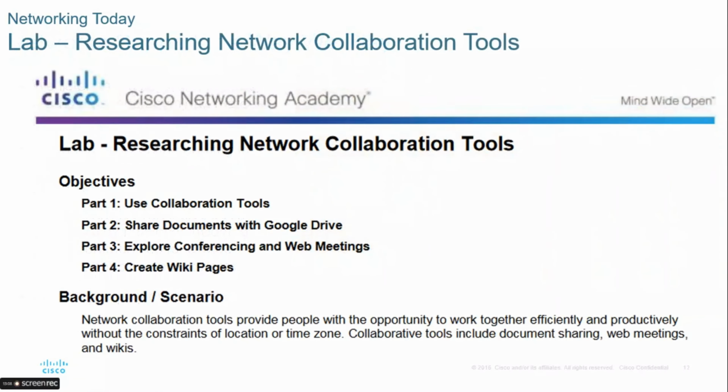So this is a lab researching network collaboration tools. Use part 1, these are objectives. Use collaboration tools. Part 2, share documents with Google Drive. Explore conferencing and web meetings. Create wiki pages. I will do this after finishing this particular class. I will share this particular notes with you. That is already achieving objective part 1 and part 2.